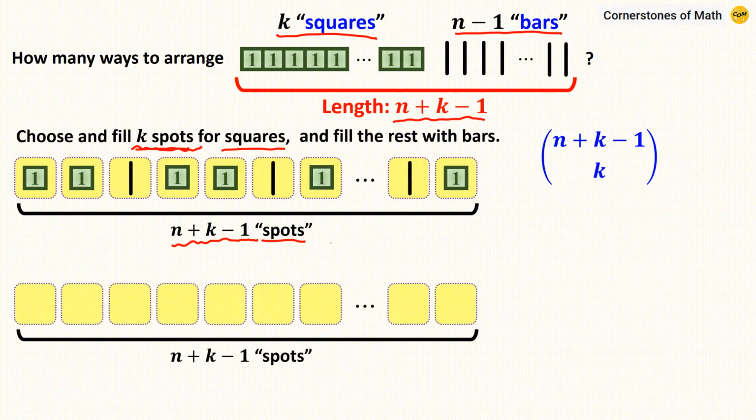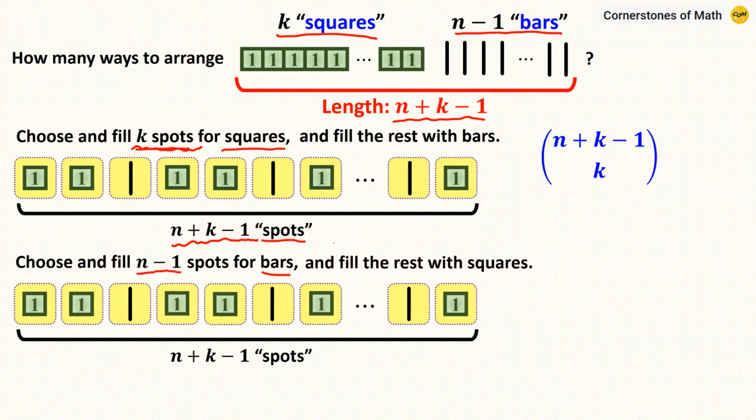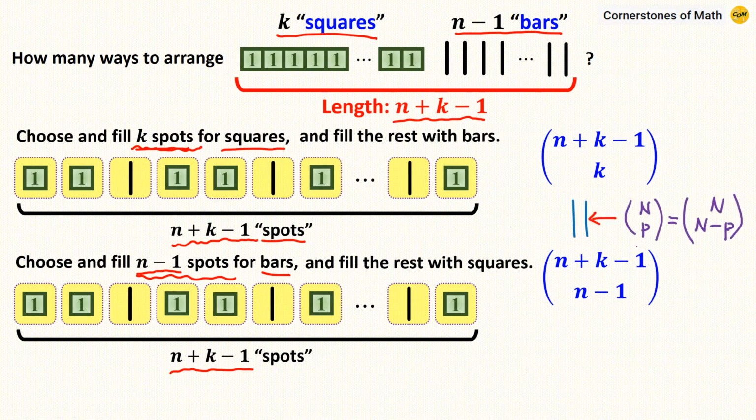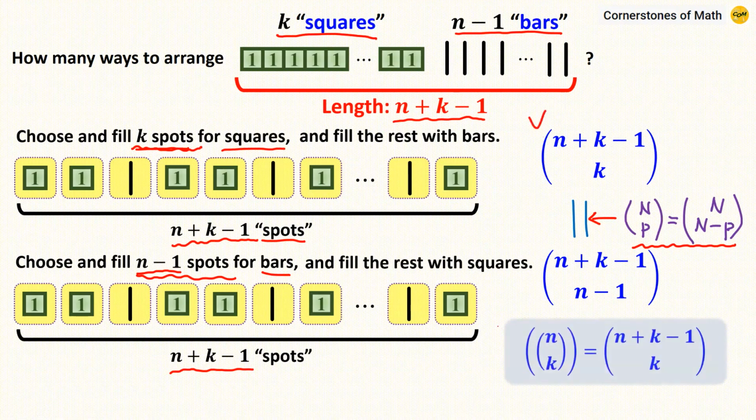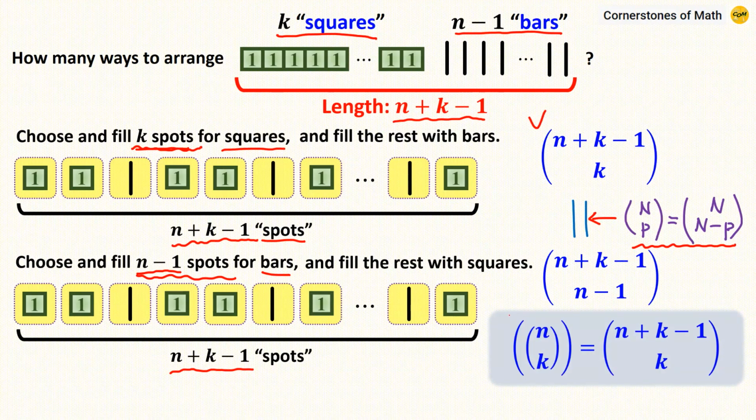Or we can do it the other way. We can choose the spots for bars first, so we choose n minus 1 spots for bars, and then we fill the remaining spots with squares. Here, the number of cases is the number of ways to choose n-1 spots for bars from n plus k-1 spots, so it is n plus k-1 choose n-1. However, by this property of combination, it is essentially the same as n plus k-1 choose k. Therefore, we have proved this relation, and with this, we now have everything we need to solve the main problem.